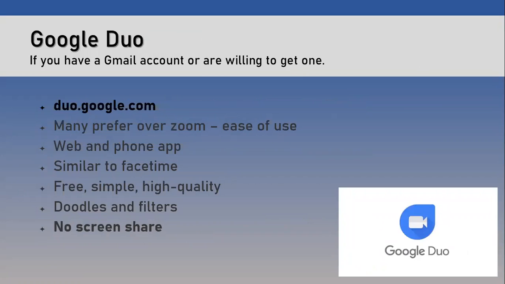So Google Duo is another thing with a Google account or a Gmail account. The thing to know about Google Duo is there is no screen share in that. It's great for casual use and just talking with people. And what people like about it is that you can do doodles and filters on it. It's very phone friendly, which is great. They've got a web and a phone app that you can use. I know a lot of our students do not have computers, but they do have smartphones. So that's why this might be a good thing to know about, at least to use as a tool at some point. But certainly there are other things to use as well.